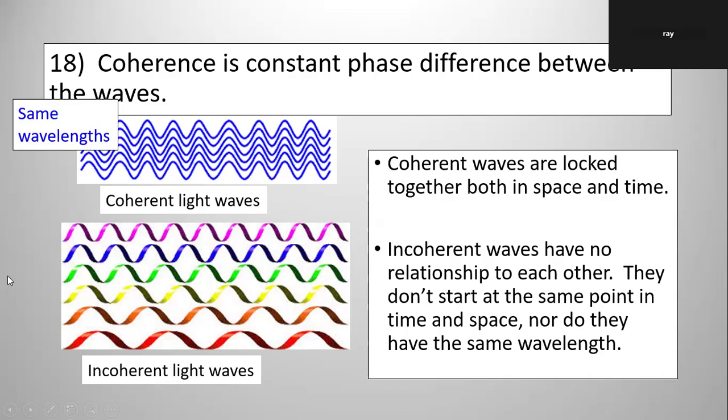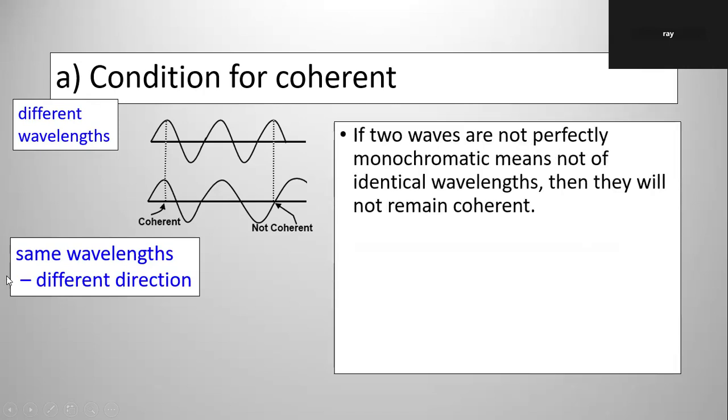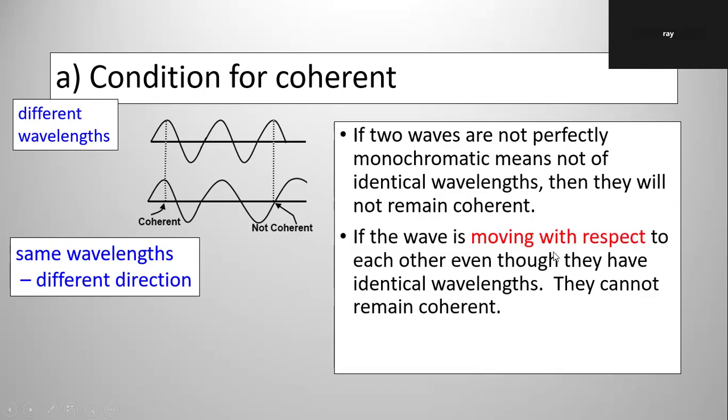So the requirement for coherent is the same wavelength or same frequency. Condition for coherent: if two waves are not perfectly monochromatic, meaning not of identical wavelength, then they will not remain coherent. Important, they must have the same wavelength or same frequency, then they will be coherent. But if the waves are moving with respect to each other, even though they have identical wavelength, they cannot remain coherent.